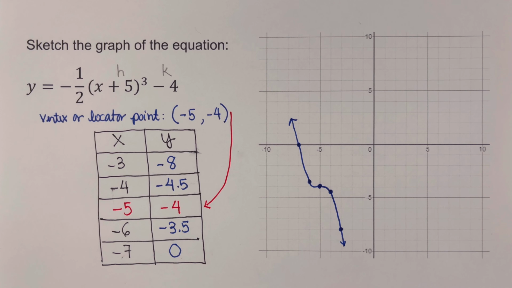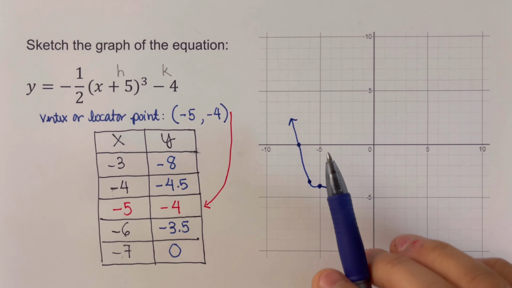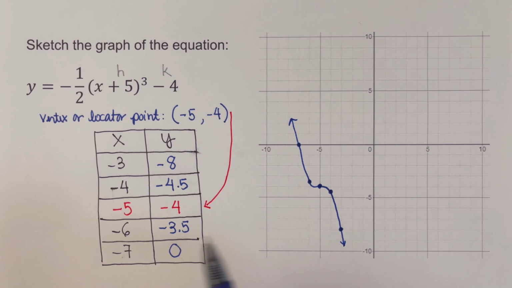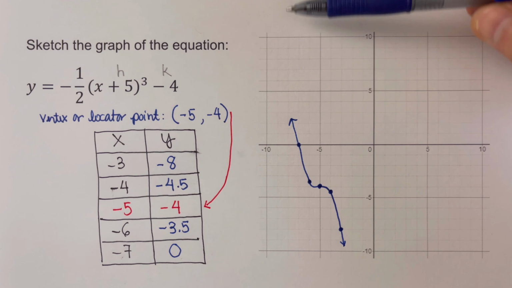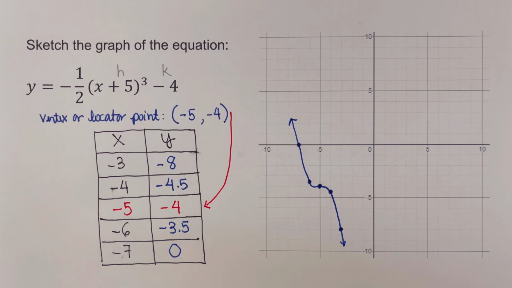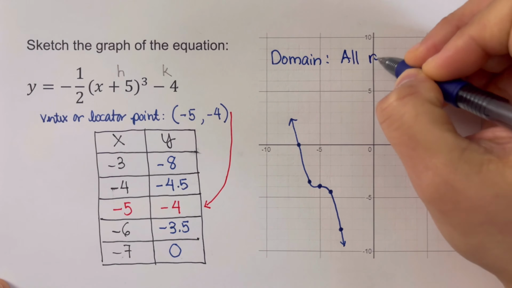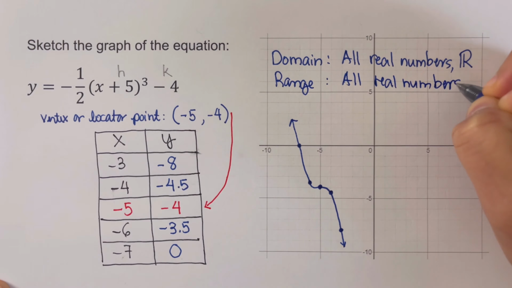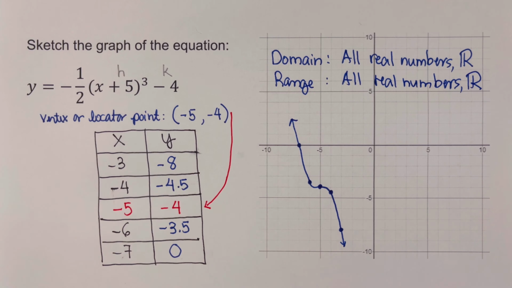So please notice that this graph is going to go infinitely to the left, and it's going to go infinitely to the right, and it's going to go up infinitely, and then it's going to go down infinitely as well. So this tells us that both the domain and range for this graph would be all real numbers. So I'm going to go ahead and write that up here. Did you get the same answers as this?